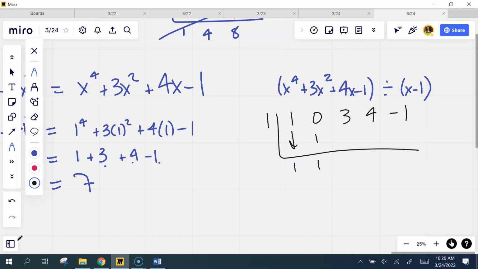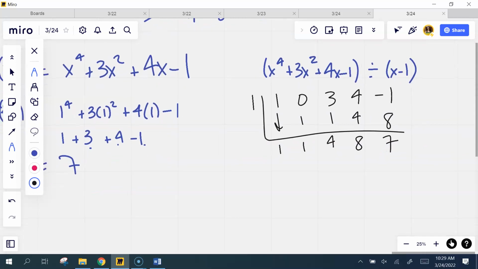Okay. 1, 1, 1, 4, 4, 8, 8, 7. I apologize. Okay. -1 plus 8 is 7. Which means this is x cubed plus x squared plus 4x plus 8 plus 7 over x minus 1. Now are we all on the same page? Okay, now what is the quotient here? The answer. What is the remainder?